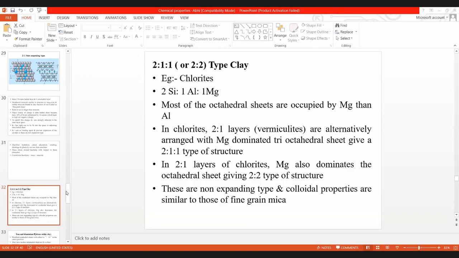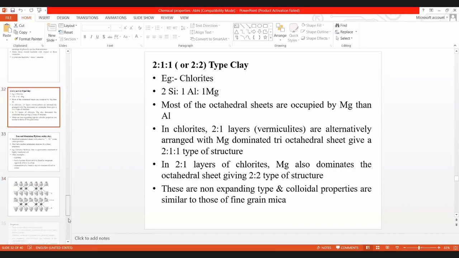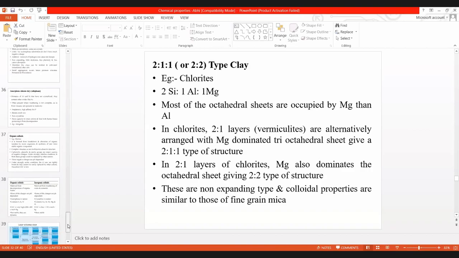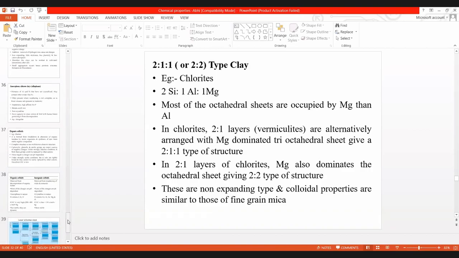Okay, next class, I will ask the same question, okay? Compare and contrast 2:1 expanding colloids and 2:1 non-expanding colloids. Surely you can expect this question for your mid exam.